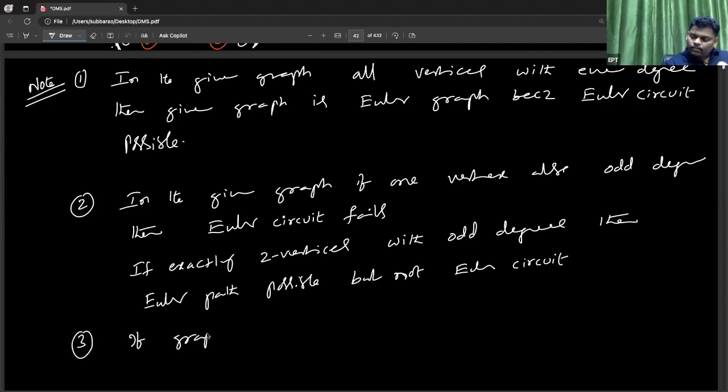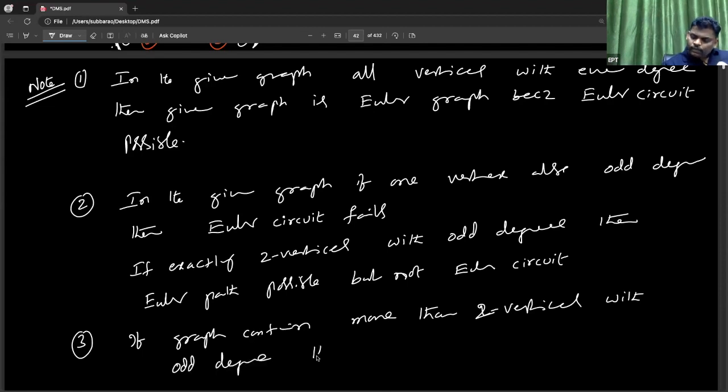If the graph contains more than 2 vertices with odd degree, then an Euler path is also not possible.